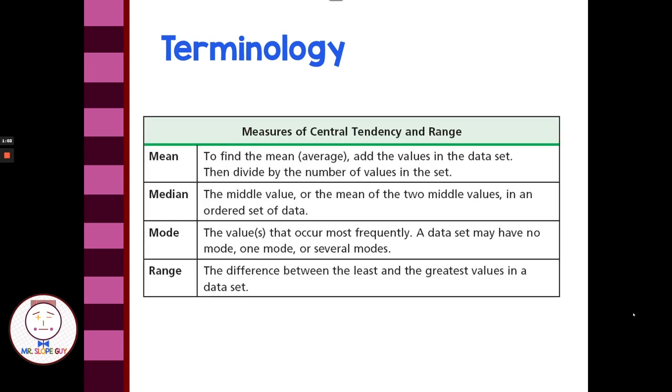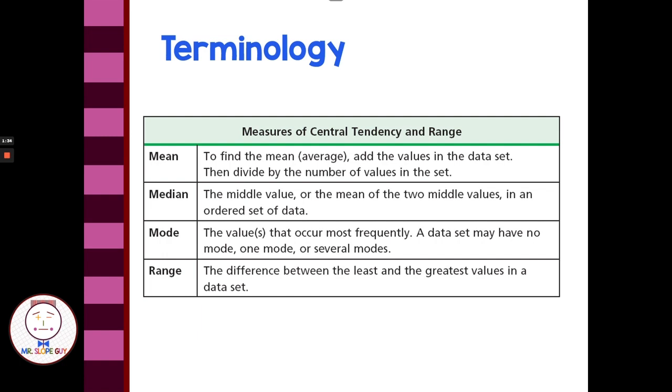So you should know by now that to find the mean, or average, we add the values of a data set. Then we divide by the number of values in the set. To find the median, we look for the middle value, or the mean of the middle two values, in an ordered set of data. Meaning you make the data smallest to largest and look at the number in the middle. If there's only one number in the middle, then that's your median. If there are two numbers in the middle, you would need to add those two numbers together and divide by 2 to find the median.